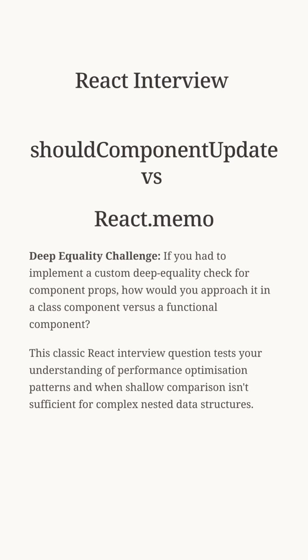In this React interview question, we're asked, if you had to implement a custom deep equality check for component props, how would you do it in a class component versus a functional component? This challenge is all about performance optimization. By default, React does shallow comparisons, which may miss changes in deeply nested objects or arrays. That's where deep equality comes in.